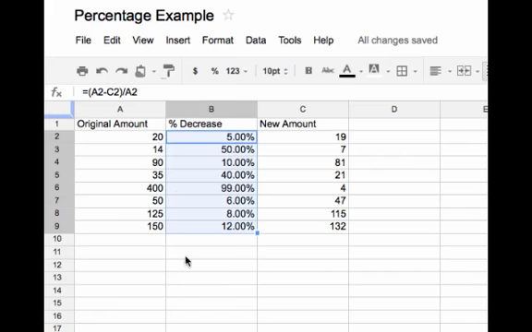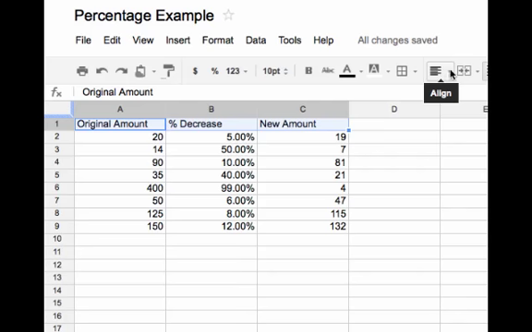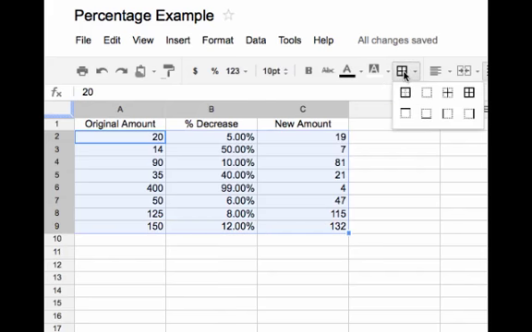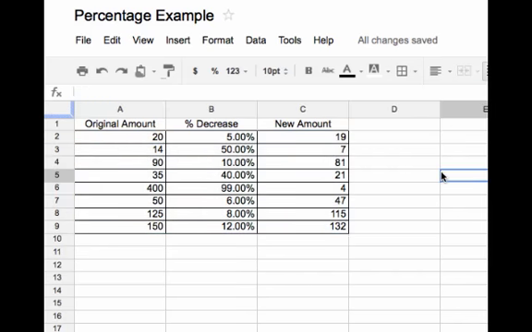We can clean it up from here and do some things. Hopefully you guys are starting to do some of that with your spreadsheets, getting a little more comfortable with that. We can put a box around it. All right, that's pretty much it. Hope that helps.